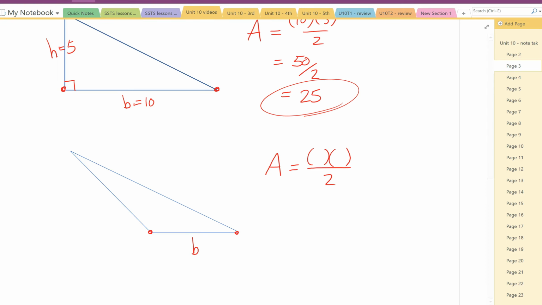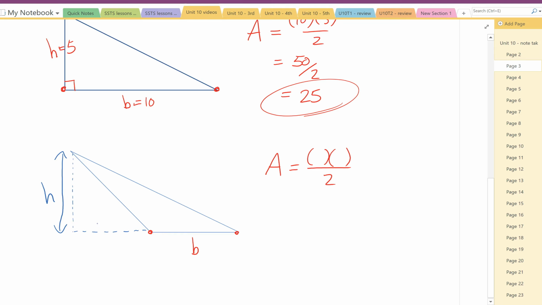What I would have to do on this one is pretend like this line sort of continues out and then pretend like I have a side right here. This distance right here is actually the height of this triangle. So if you have a triangle where you can't draw a line straight down from the highest point to the base, you have to extend the base and then draw a line from the base up to the highest point.